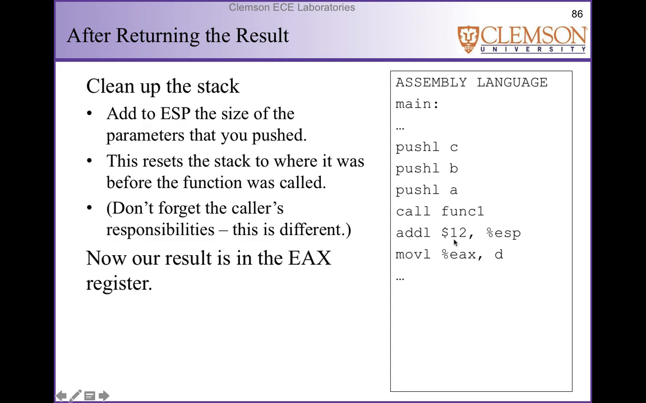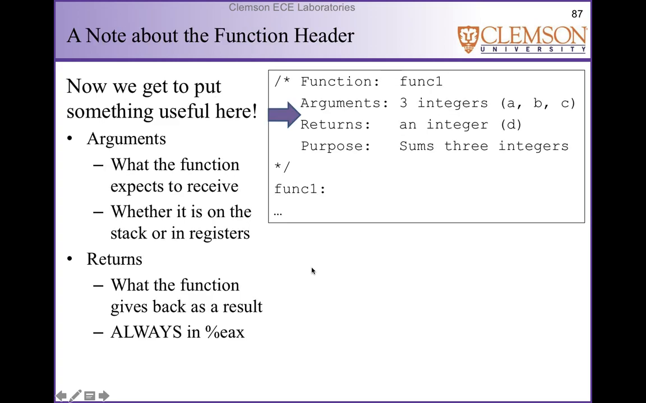So this is if you are done with these parameters. If you still need to use them, you can't just add 12. You've got to pop them back out into the appropriate registers so you can use them, just like callee responsibilities and caller responsibilities, a LIFO structure. But don't forget that, keep that in track. And so you have the result in your A register, so on and so forth.